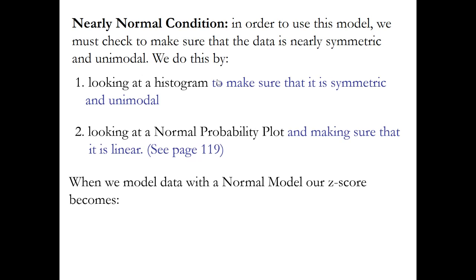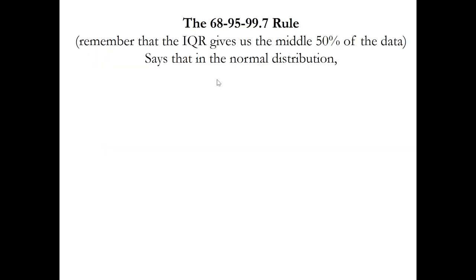When our data fits the normal model, our z-score is just this: z equals x, the observation I care about, minus mu, the mean, and then divide by the standard deviation. So let's try a couple. We'll get to a couple in a second here.